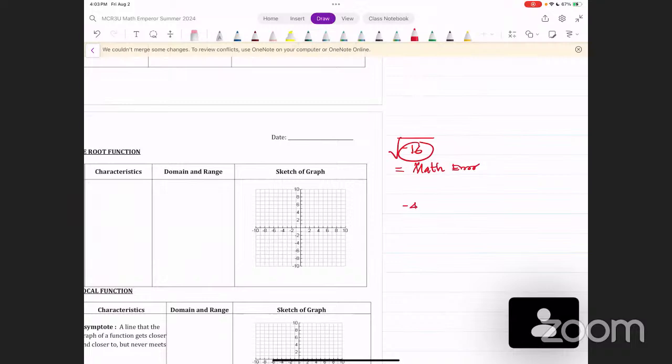So let's think about negative 4 squared. If I square negative 4, negative 4 times negative 4 is 16, isn't it? So there is no way when you square a number that you will get a negative number. Are you following that?